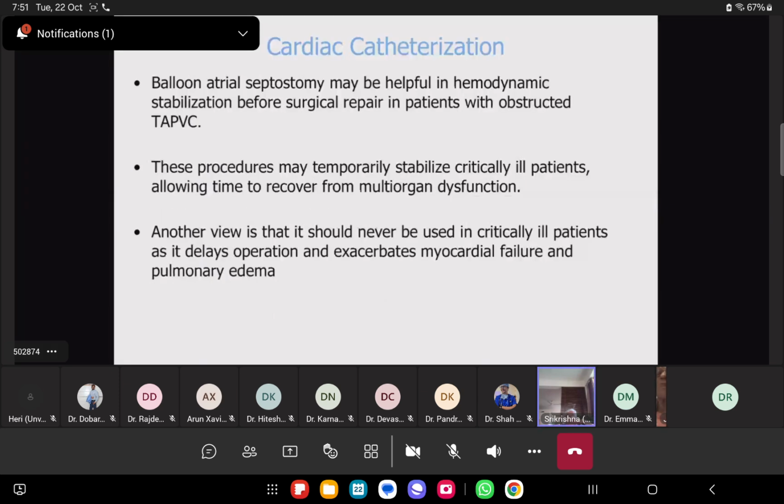Balloon atrial septostomy may be helpful in hemodynamic stabilization before surgical repair in patients with obstructive TAPVC. These procedures may temporarily stabilize a critically ill patient, allowing time to recover from multi-organ dysfunction. Another view is that it should never be used in a critically ill patient as it delays the operation and exacerbates the myocardial failure and pulmonary edema.